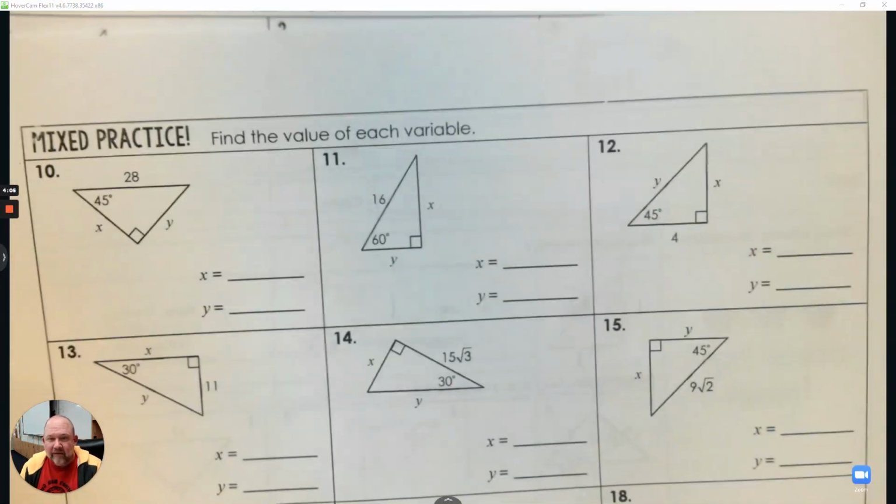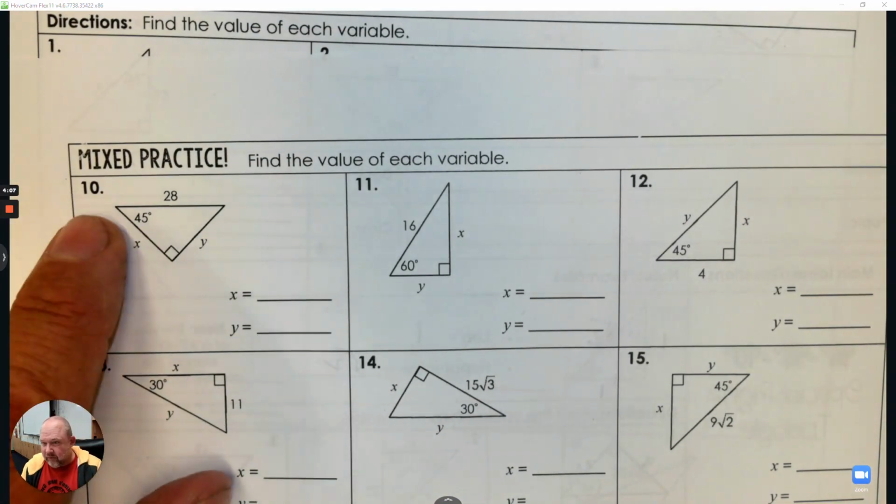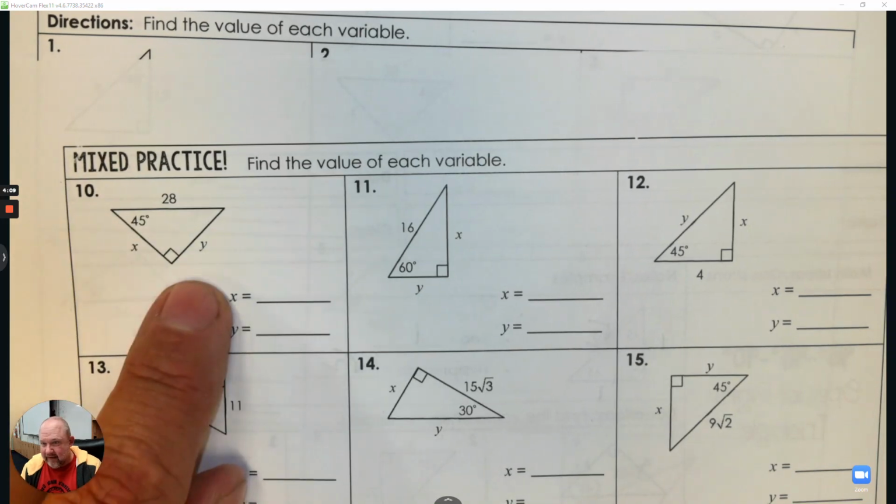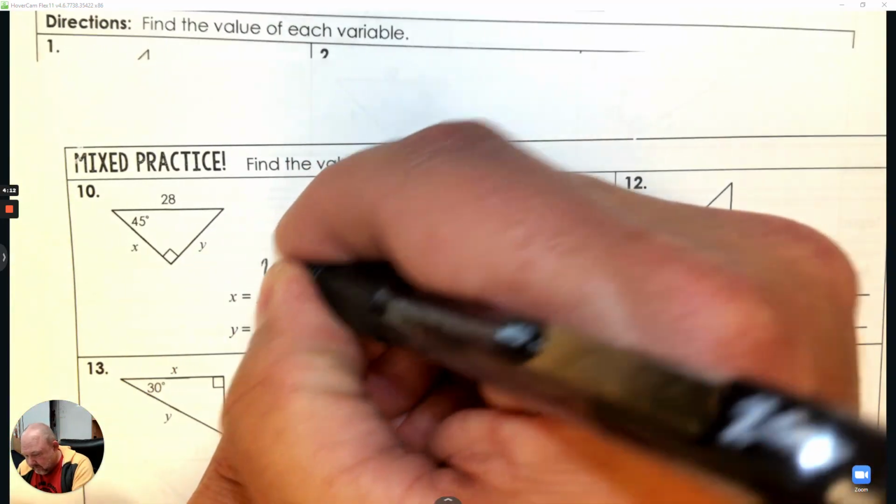Here's some mixed practice understanding those numbers. So for 45, again, we're going to divide by root 2, both of it. So I'm just going to leave it that way. So 28 divided by root 2.